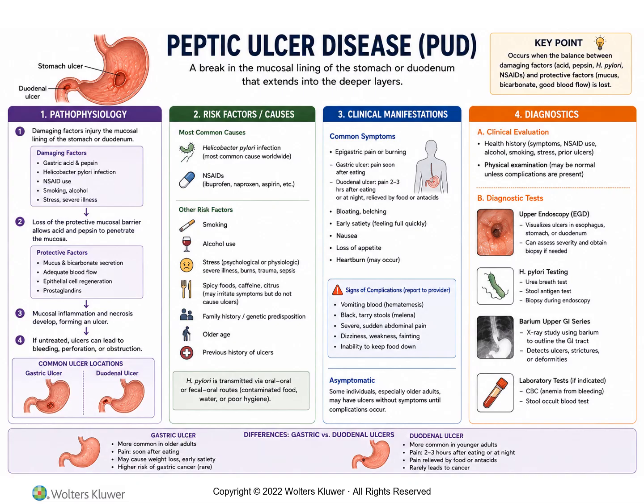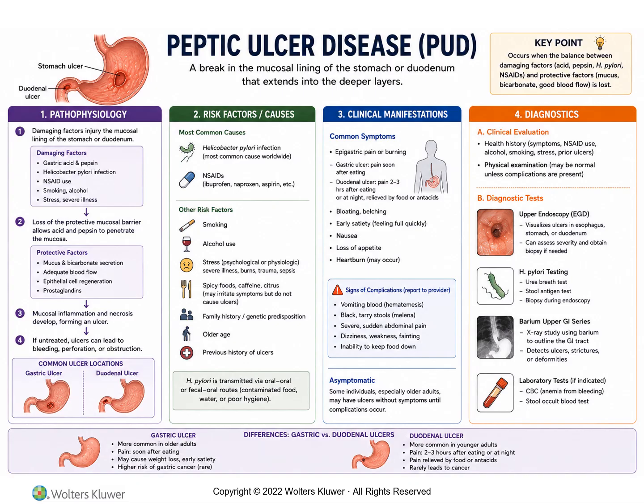So smoking can also impair healing and increase reoccurrence. We also have alcohol that can irritate the gastric mucosa. Severe physiologic stress, such as major burns, trauma, sepsis, or critical illness, can also contribute to ulcer formation.